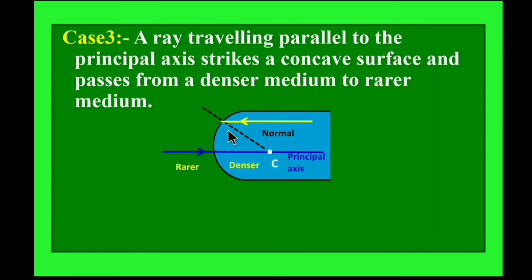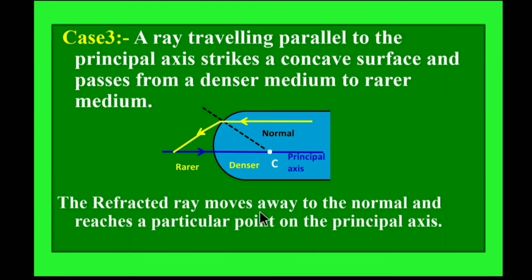Light ray is passing like this, and after refraction, see here, what happens? The refracted ray moves away from the normal and reaches a particular point on the principal axis. So in a concave surface, when light strikes a concave surface and passes from denser medium to rarer medium, the refracted ray moves away from the normal and reaches a particular point on the principal axis.